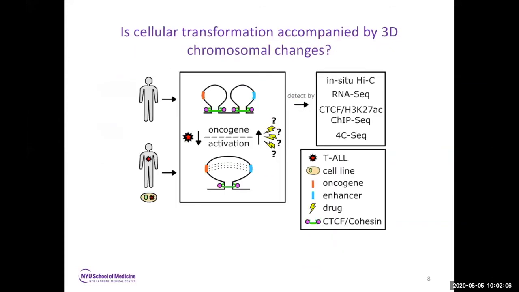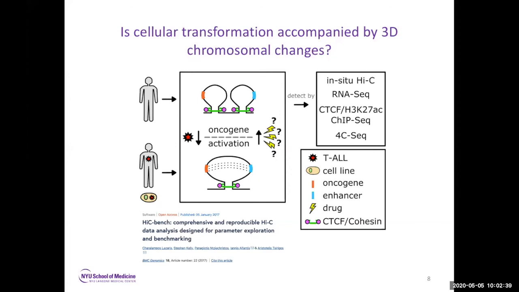So what we've done, very simple experiment, we got either peripheral T-cell leukemia cells from patients that have T-ALL, or normal T cells or progenitors. And we have done in situ Hi-C, HiChIP, 4C, RNA-seq, and a lot of ChIP sequencing for things like CTCF, H3K27 acetylation, and a couple of other things that I'm going to show you later.